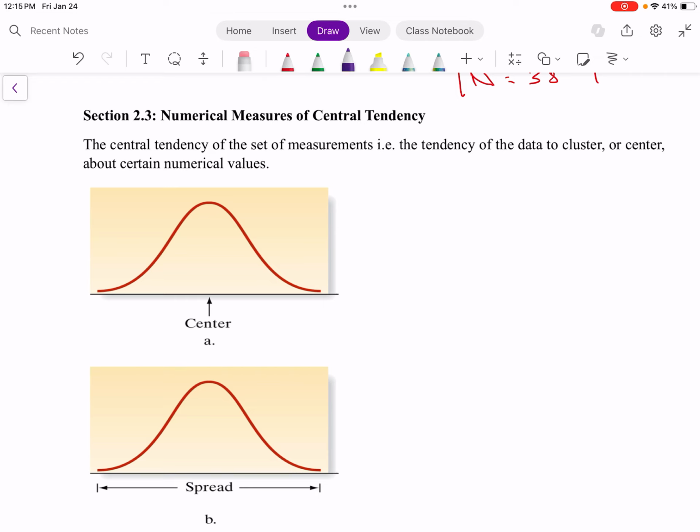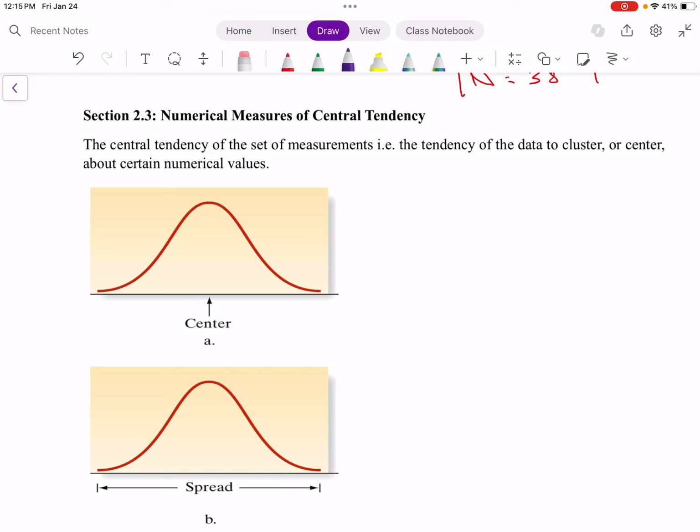Now in this section, we will be using numerical methods to describe our data set. So in 2.2 we used graphical methods. We had a dot plot, we had a histogram, we had a stem and leaf. Those are the graphical methods of describing our quantitative data set. Now in this section we will use numbers. We will use numerical methods to describe our quantitative data set.